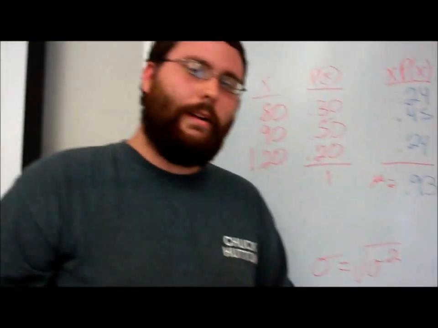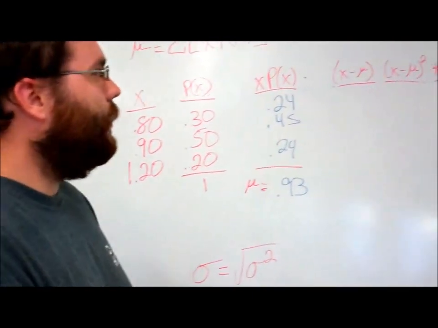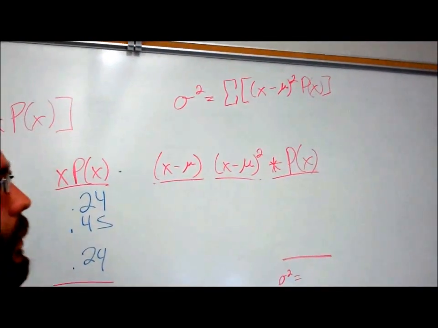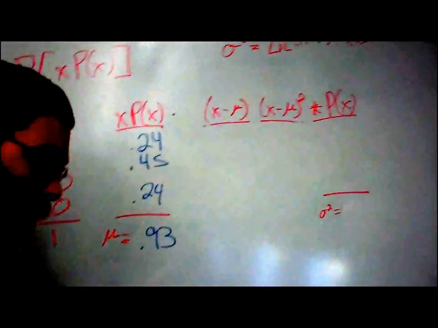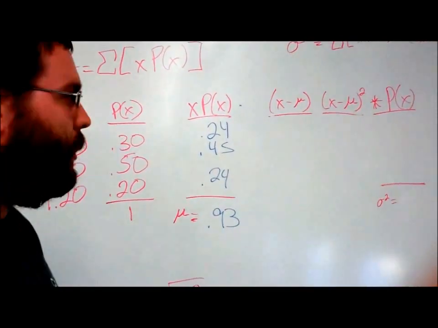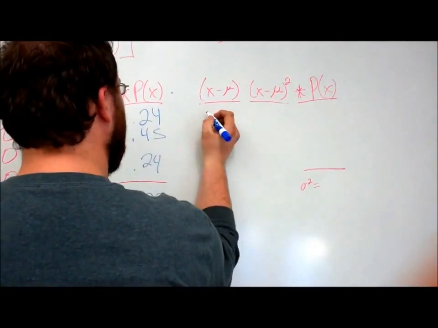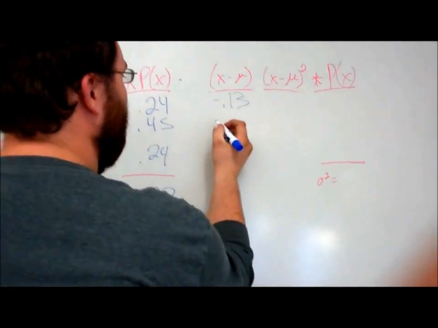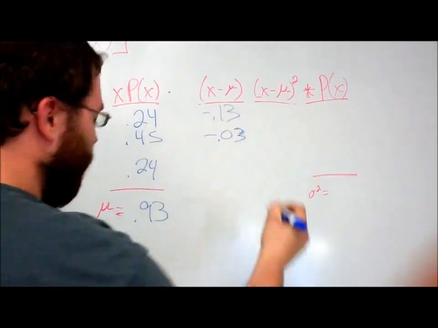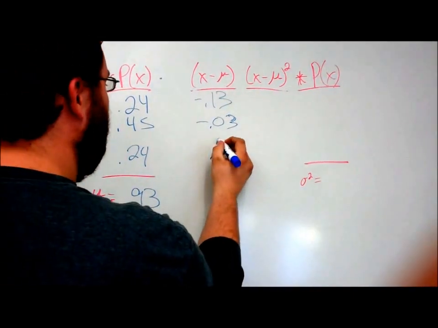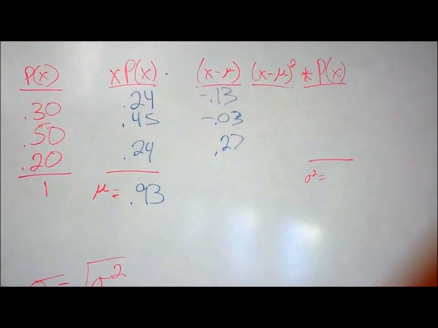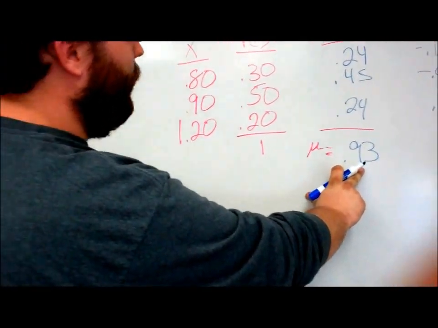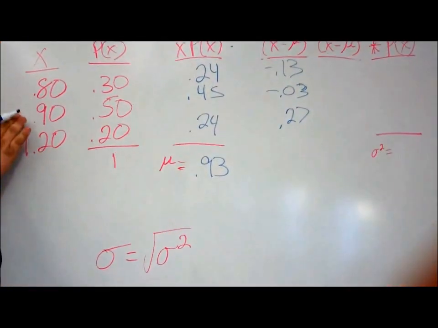Next, let's figure out the variance. And the formula for the variance is the sum of x minus mu squared times p of x. So we start off by figuring out what x minus mu is. For the first one, it's negative 0.13. For the second one, negative 0.03. And for the third one, 0.27. What we did there was just did the x, 0.8, minus 0.93. And that's how we got those.